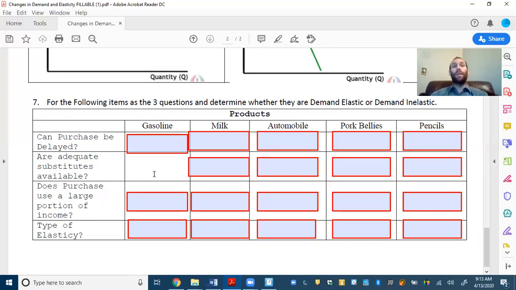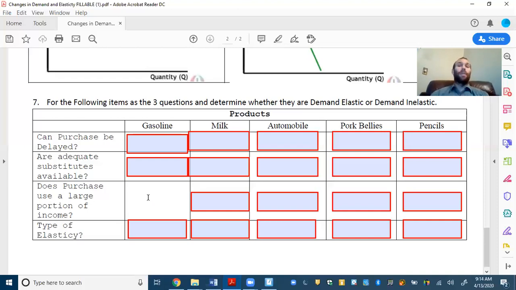The answer is no, because public transit isn't very good. We live very far apart, so you need a car to really get around. So an adequate substitute for gasoline, not available. In New York City, that could be a different question, but we live in Tampa. Does it use a large portion of your income? Well, a single purchase of gasoline really doesn't. So on that one, we could also put no.